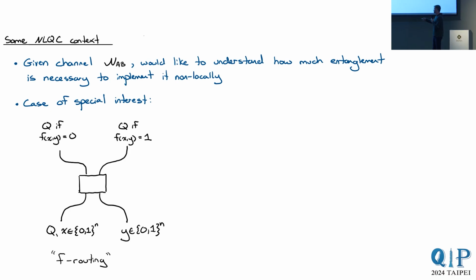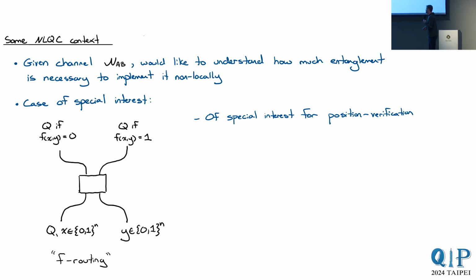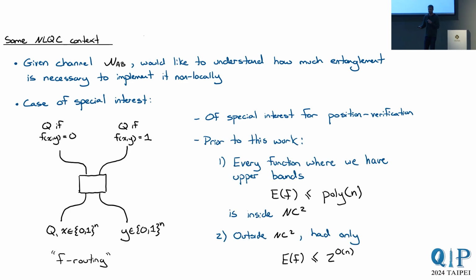And then what you're supposed to do is bring the quantum system Q to the left or right, depending on the value of some pre-agreed upon function f. Okay, so if f of x,y is 0, you should bring Q to the left, and if f of x,y is 1, you should bring Q to the right. Okay. So this special case is interesting because it's particularly advantageous in these position verification settings. It's also a simplified setting where we can try and understand NLQC better.